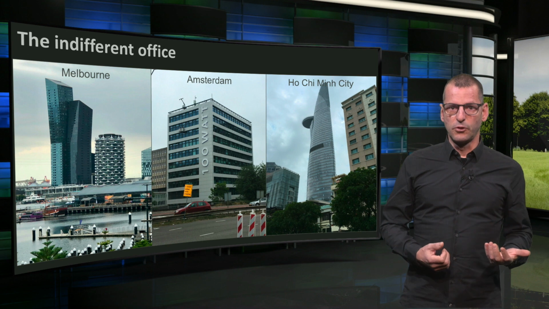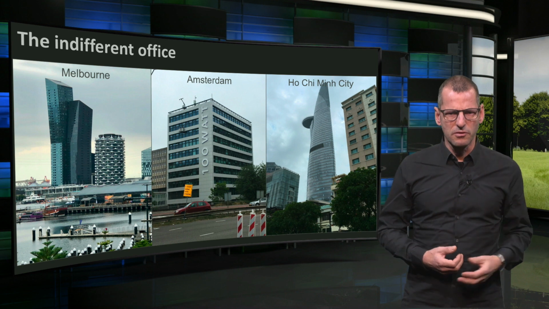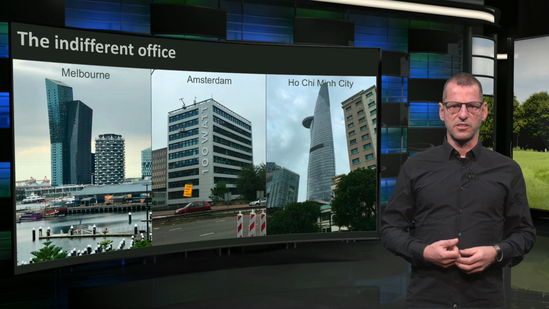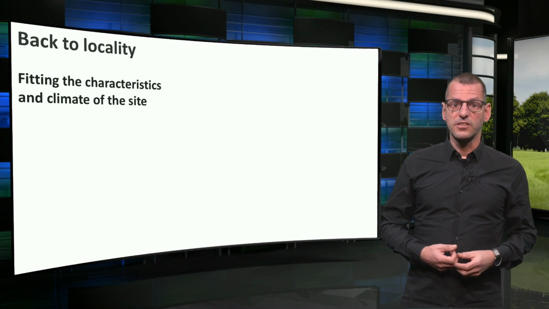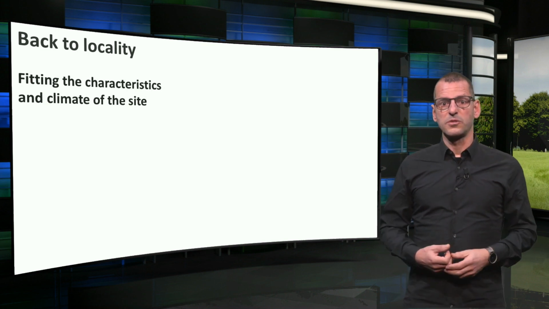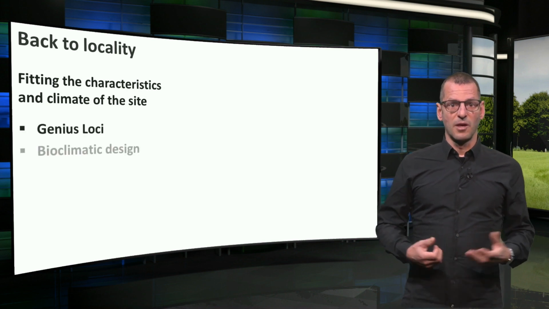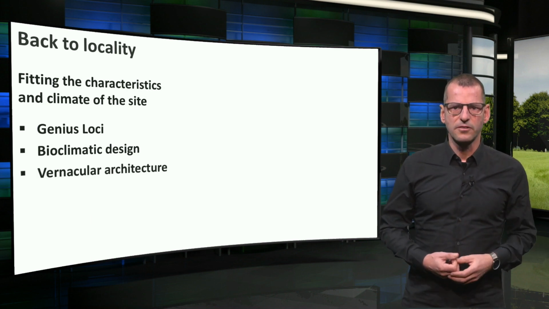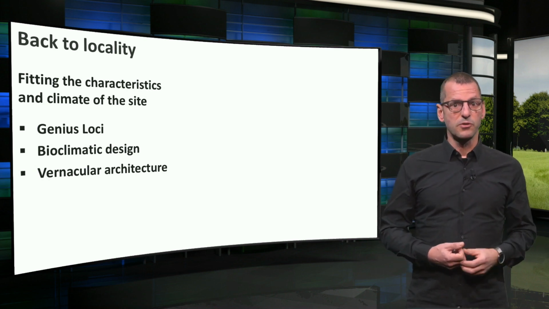In one climate they help to cool, in another to heat, and they can change the humidity. This however costs a lot of energy, so if we want to save energy, the first thing we have to do is design for local circumstances. In that sense, locality means that the building fits the characteristics and the climate of the site. Other terms that reflect this principle are genius loci, the spirit of the place, bioclimatic design, buildings that are adapted to the local climate, and vernacular architecture, architecture that has historically evolved due to local availability and lack of resources, when people had to solve things differently.